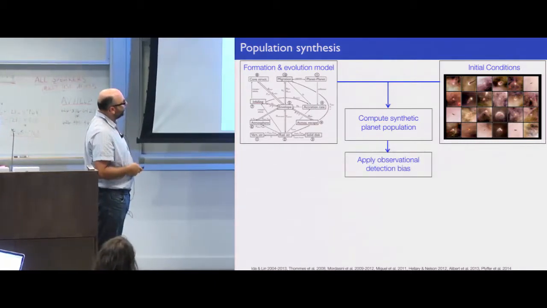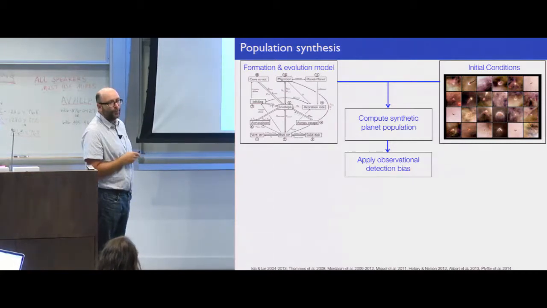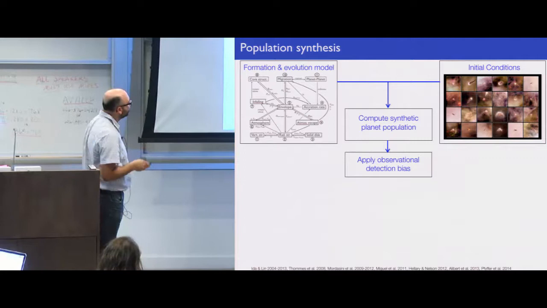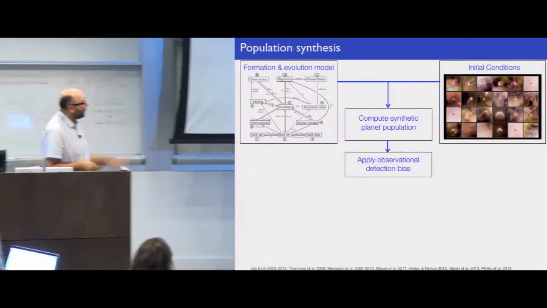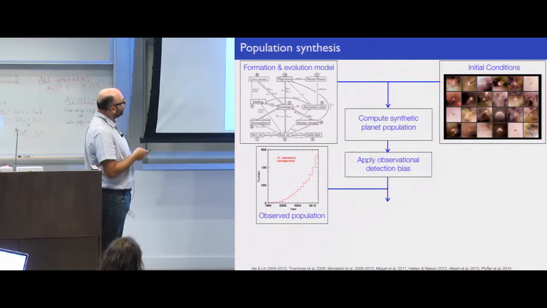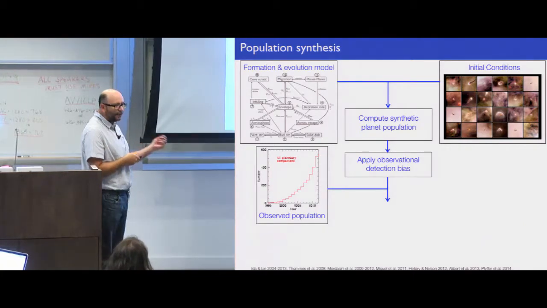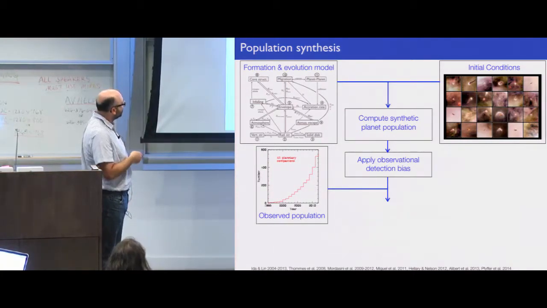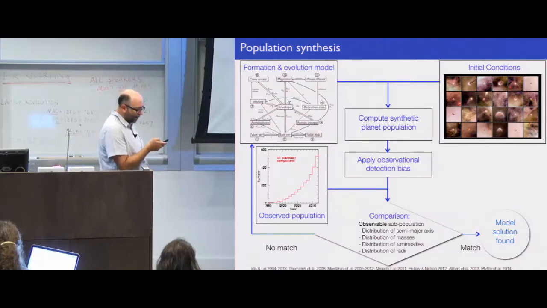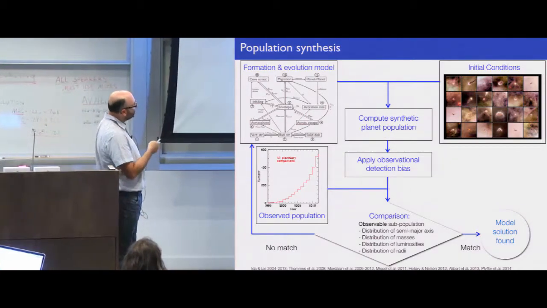Then we observe this population. What we have done up to now was to observe it with radial velocity, so we apply the observational bias. Then we obtain the synthetic observed population, and we can compare with the real observed population. And when the match is good, then we are happy. And in general, it's not good.